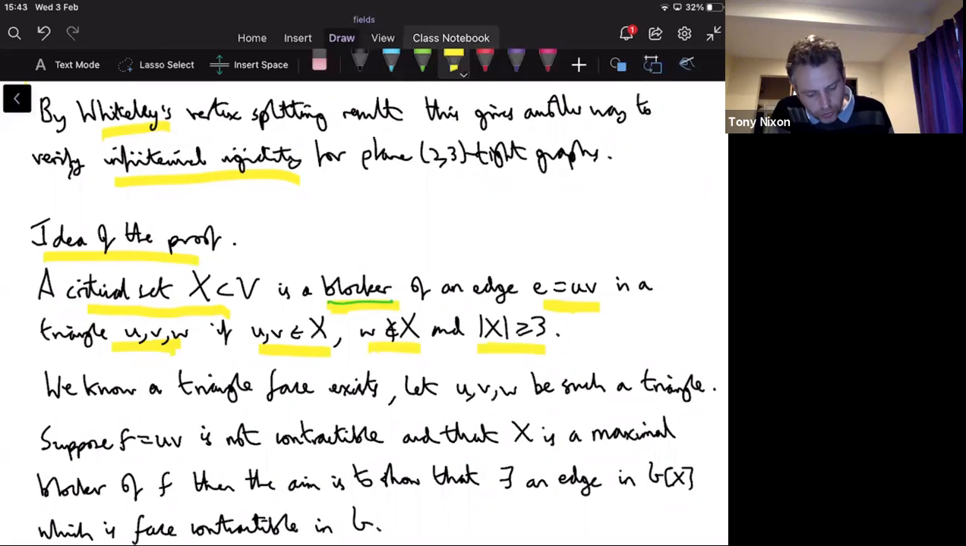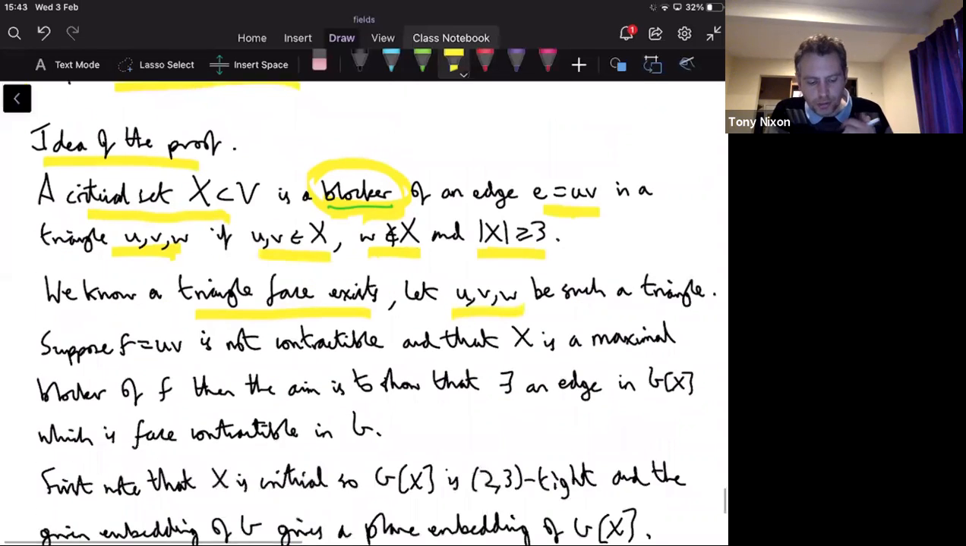So we want to now choose an edge in a triangle, which we know must exist. We proved that. We know triangle faces exist. And if there are no blockers, we're done by the lemma we proved. So we look at the case where a blocker must exist, and then we work with these blockers, okay? So we know a triangle face exists. Let UVW be such a triangle. Suppose there is a blocker, so it's not contractible.